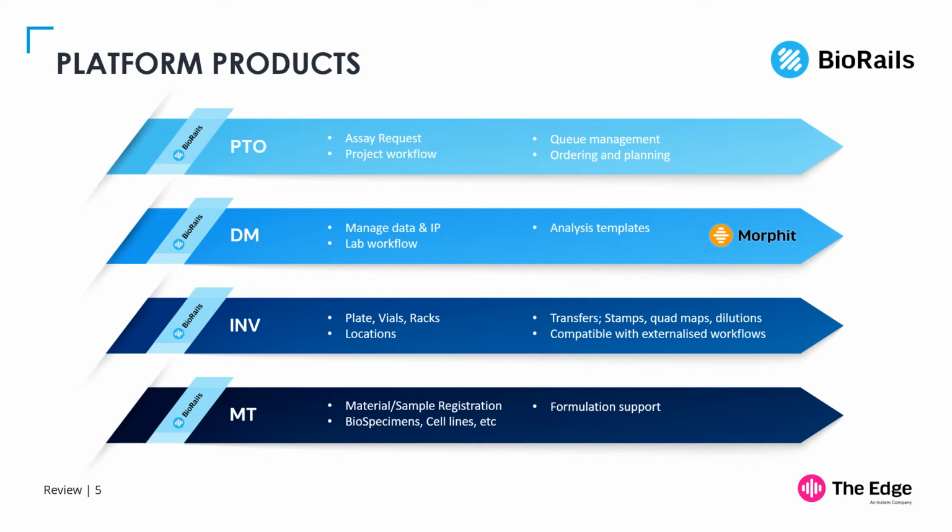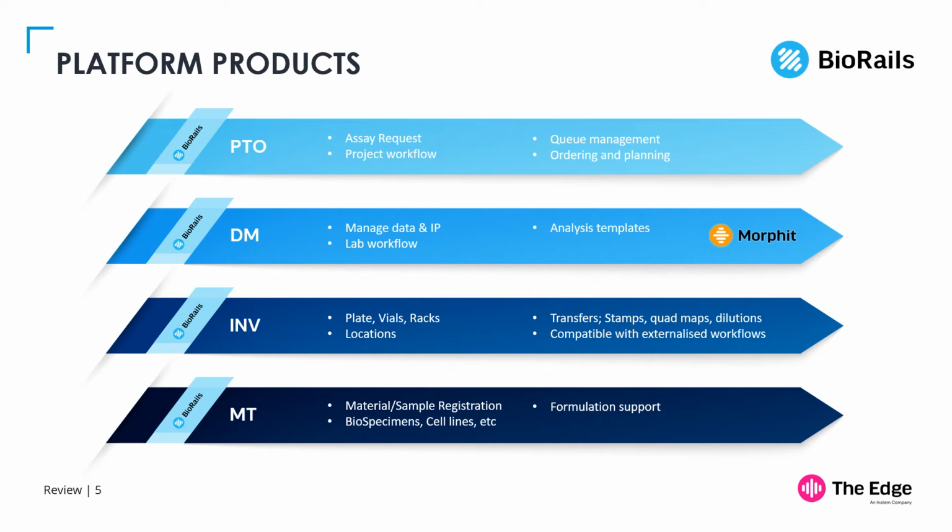The actual raw data is analyzed using the BioRails DM module, which stands for Data Management. So this allows you to manage your data and intellectual property as you run these assays. It provides you with a lab workflow for running biological tests, and it leverages the Morphit software, which are analytical templates to both drive instrumentation and also analyze raw data into quality controlled results, which can be shared with project teams for design work.